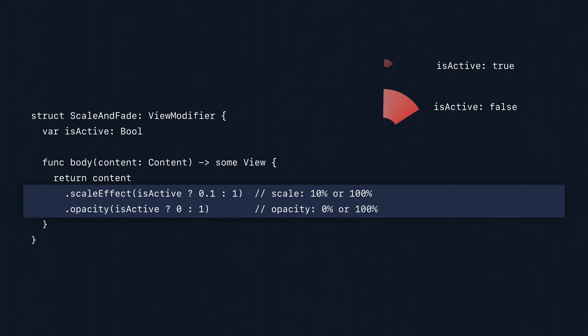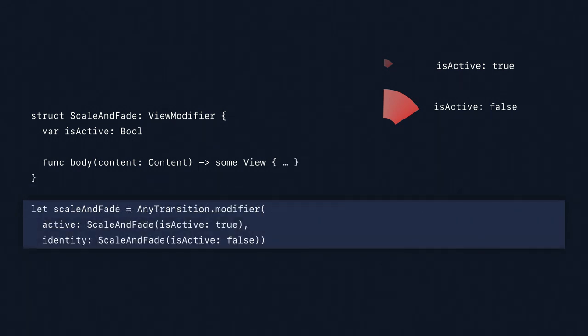That is, we'll scale it down and we'll fade it out when the thing is set. OK, so that's our transition mostly defined. We have one final step, though. We have the view modifier now, but we need to give the system two values of the view modifier, both the active and the inactive values, so that SwiftUI can package that up as a single transition, and then as things are added and removed, pick the right value to apply at the right time, and then interpolate between them during animations. So that's the thing we can go on and use.